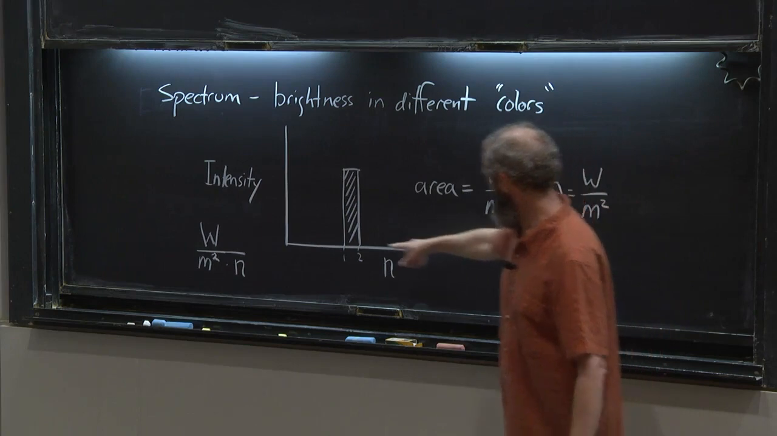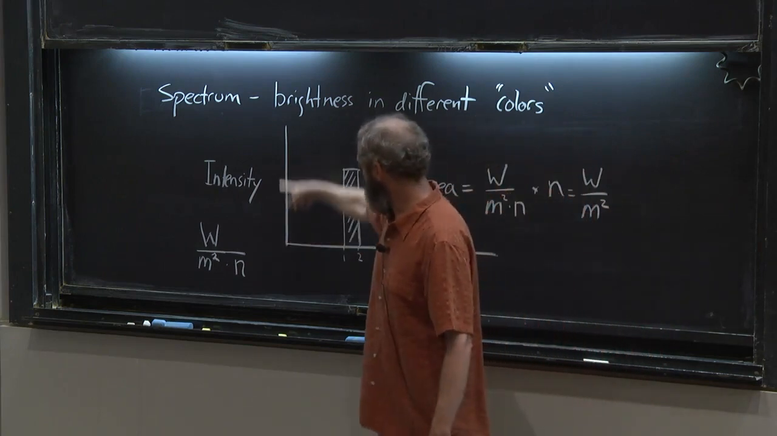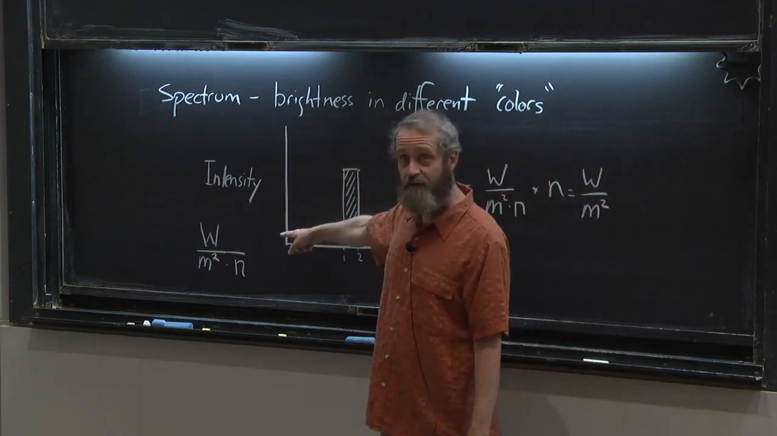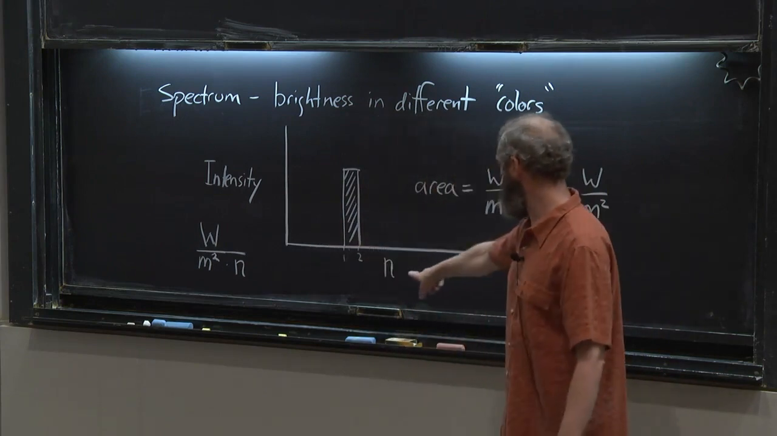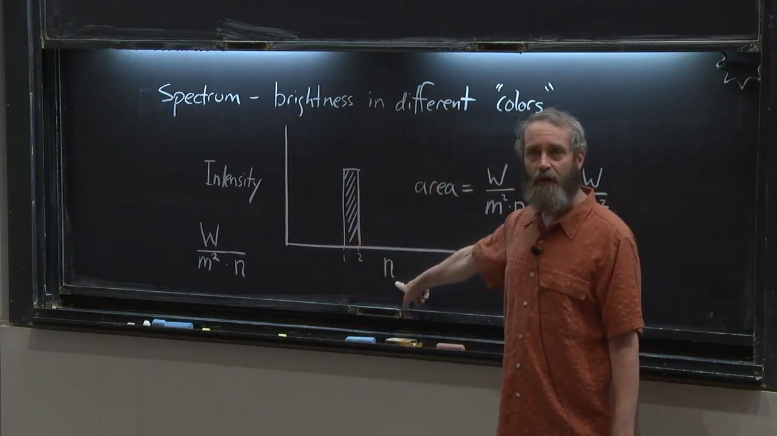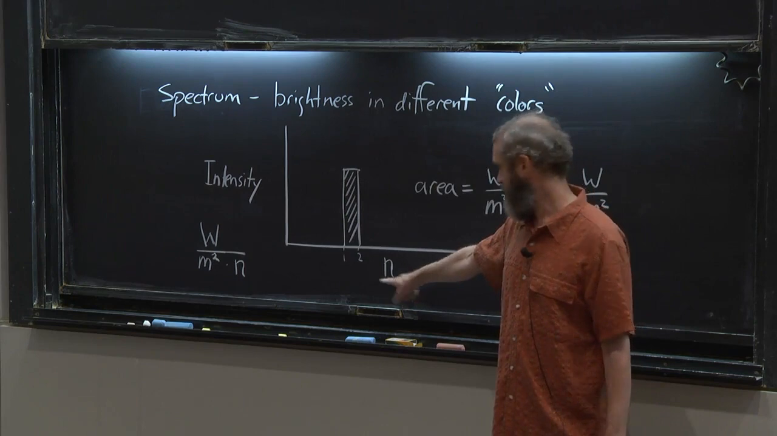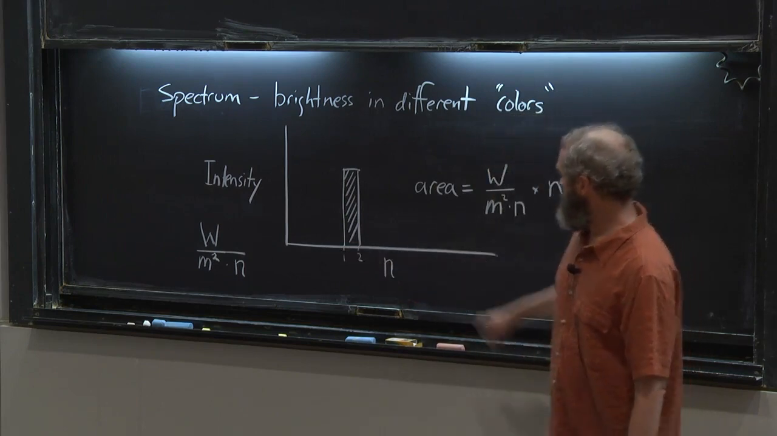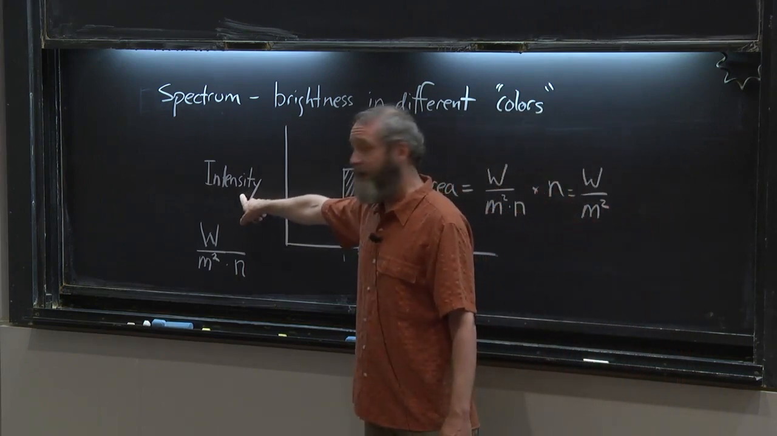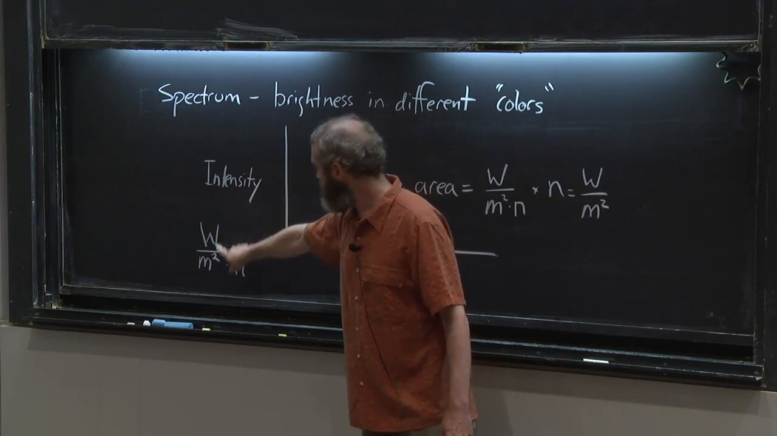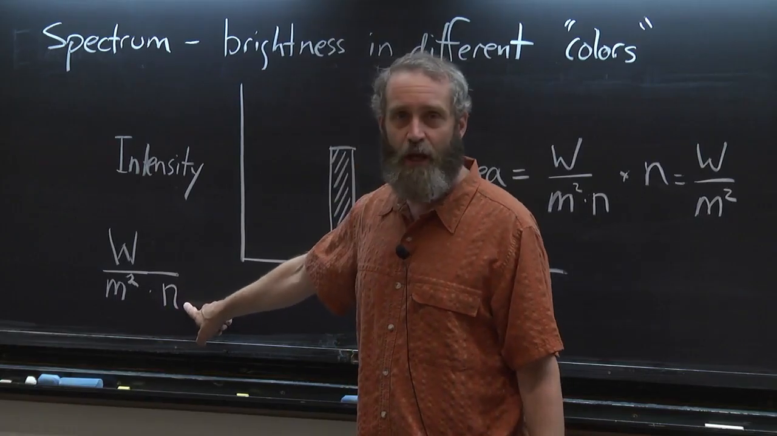So it's a plot that looks kind of like this. It's got an intensity on the vertical axis, and then we're going to use wave numbers on the horizontal axis as our index of colors. So the units on the intensity axis are watts per square meter per wave number.